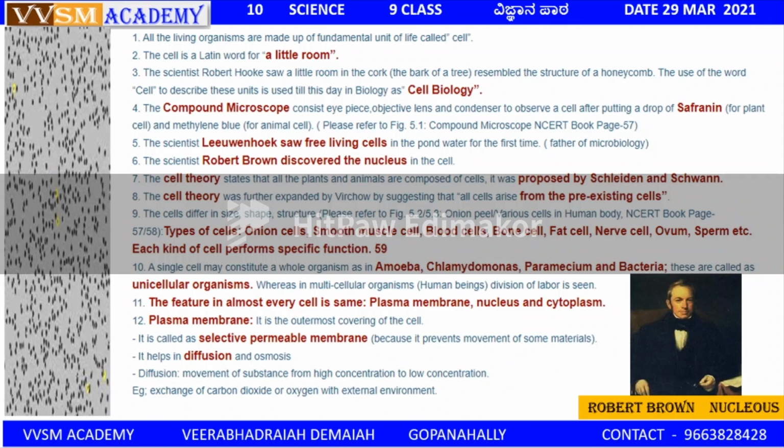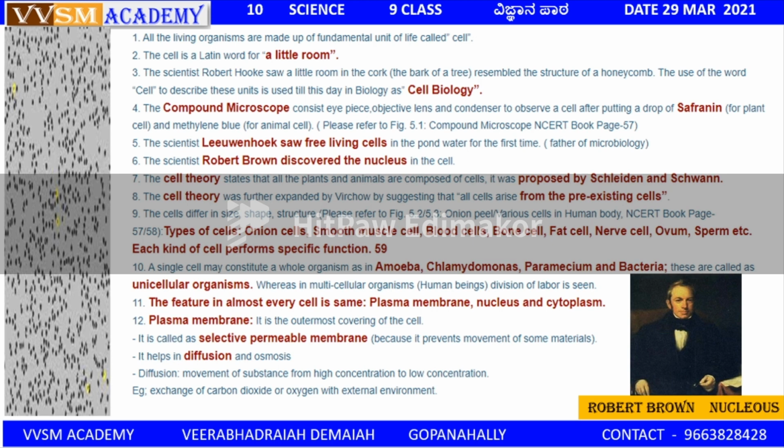All living organisms are made up of the fundamental unit of life called cells. Do you know what a cell is? Cell means, in Latin terminology, a little room, a small room. The scientist Robert Hooke saw the little room in the cork, the bark of a tree, which resembled the structure of a honeycomb.